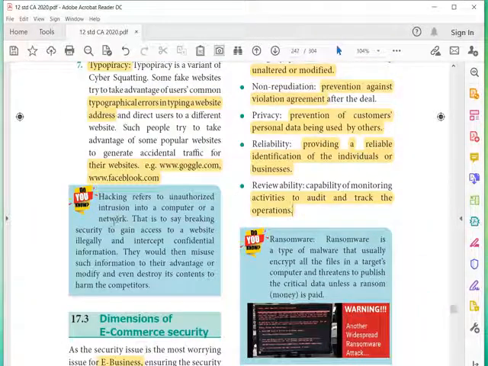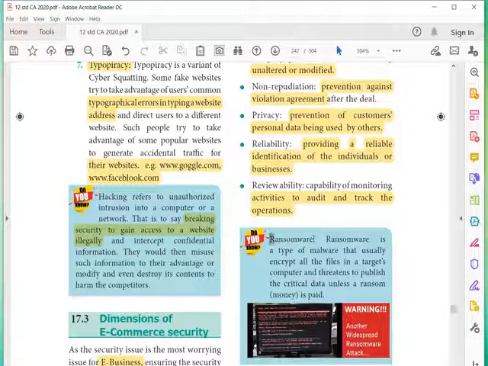Here they have given some information about hacking. Hacking refers to unauthorized intrusion into a computer or a network. That is to say, breaking security to gain access to a website illegally. So many times we hear that hackers have taken control of some important VIP's Twitter account or Facebook account. They would then misuse such information to their advantage or modify and even destroy its content to harm the computers.